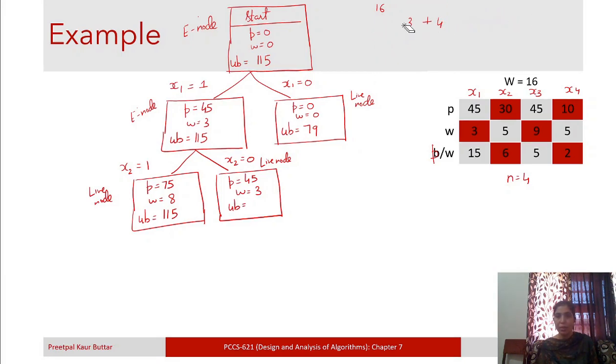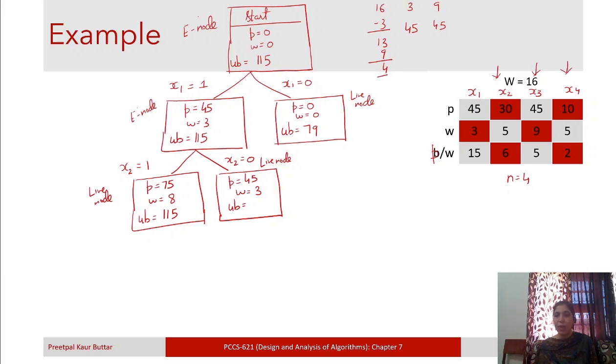So here we have reached after picking x1. The weight of x1 was 3 and the profit was 45. So the remaining capacity of the knapsack was 13. Now we are not picking x2. Let us move to x3. x3 we can pick. Its weight is 9, its profit is 45. So after picking, the capacity left will be 4.